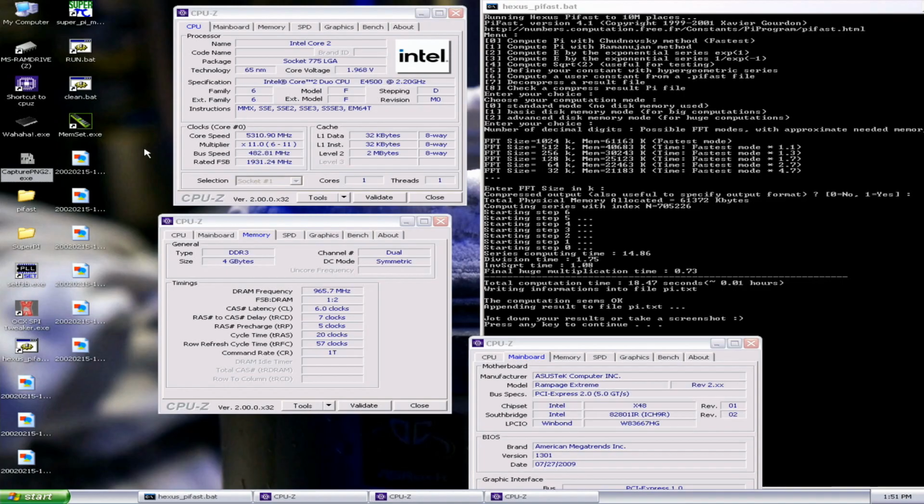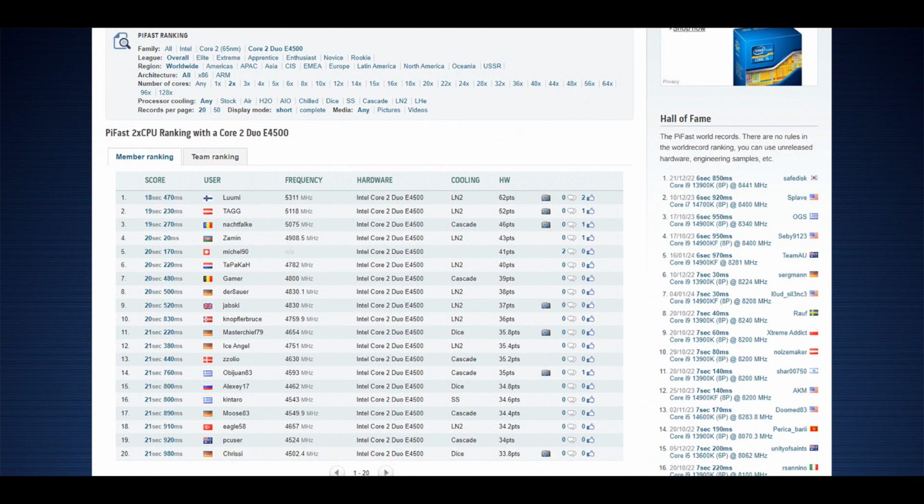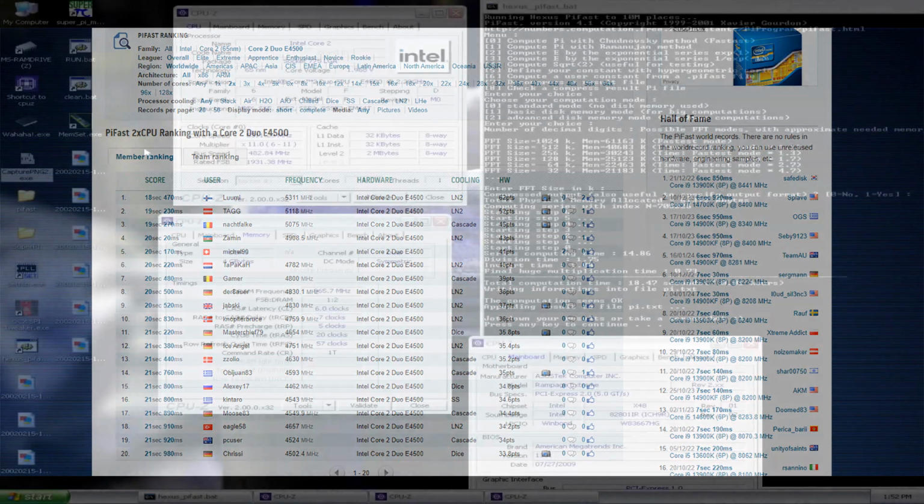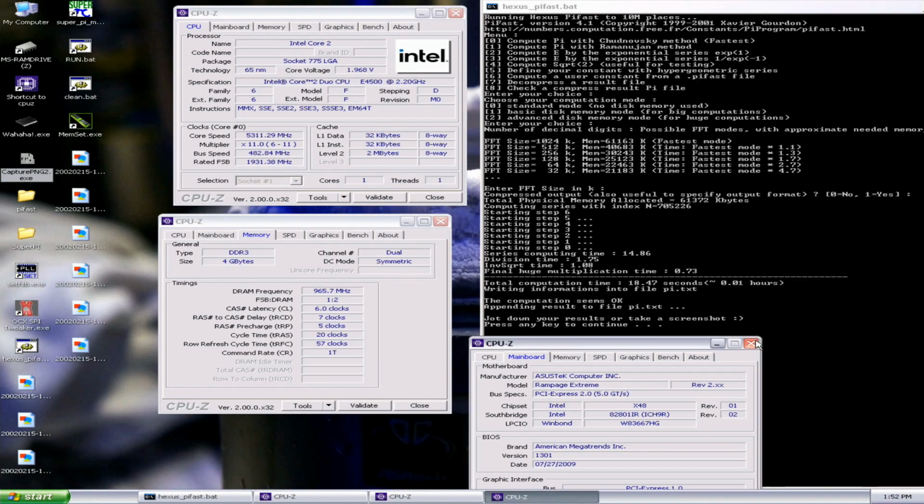Okay, 18.47, huge. We are almost 1 second faster than the previous top score by TAG. Closing in, that is. Pretty wicked.